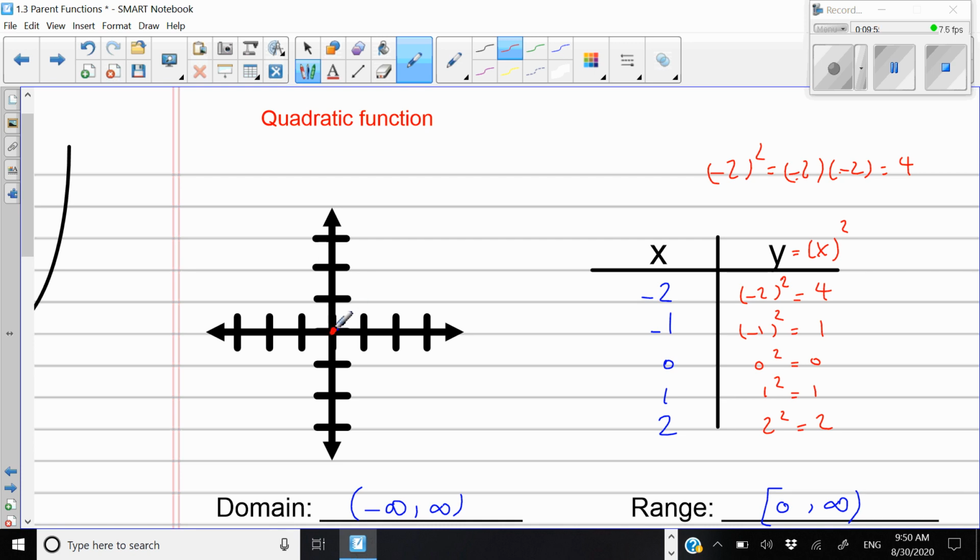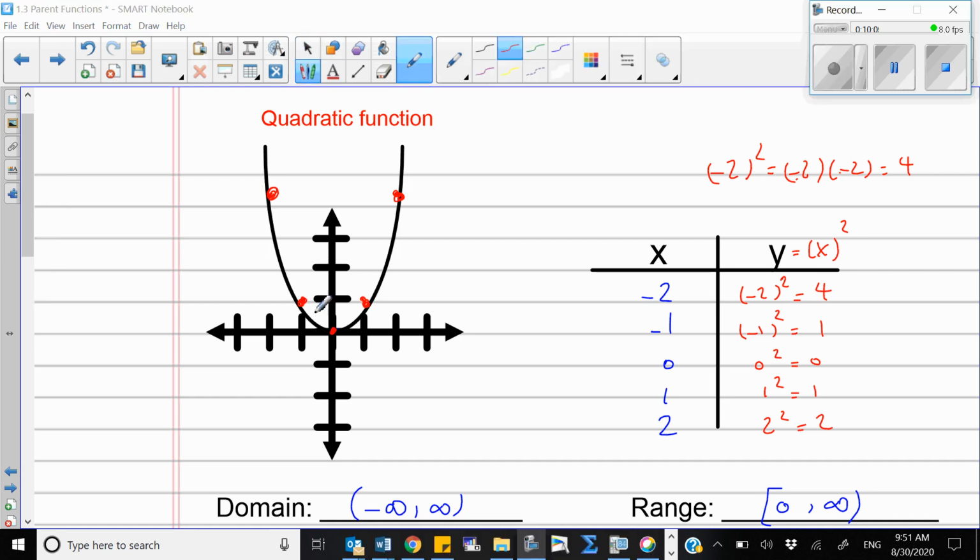Okay, so the points are 0 and 0, 1 and 1, -1 and 1, 2 and 4. It's going to be somewhere like here, negative 2 and 4 here. Now I can graph the function, and this will be the graph of this function. It looks like a big U, and we have arrows on the ends. We also call this graph a parabola. The other name is a parabola.